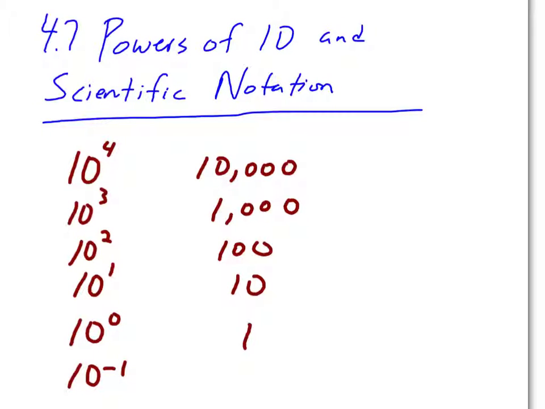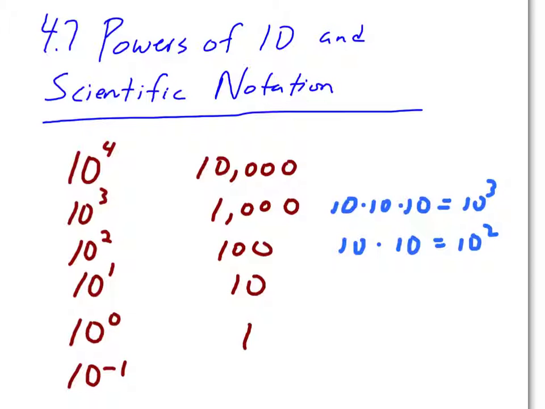Okay, we're talking about powers and powers of 10 in scientific notation. This is lesson 4.7. So if we consider powers of 10, notice that 10 to the third power is 1,000. Remember, that's just 10 times 10 times 10, so you end up with 3 zeros there. And then 10 to the second is 10 times 10, is 100. And notice that as you go down the scale here, each number is 1/10 of the previous number.